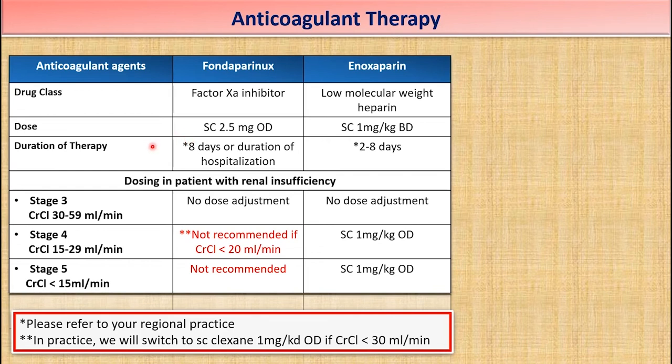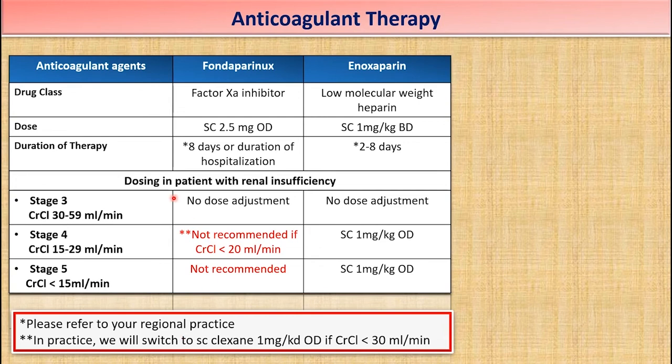And also the duration of this anticoagulant therapy has been recommended to be 8 days or during the duration of hospitalization. In practice, normally for unstable angina, the anticoagulant therapy will be given up to like 3 days. For non-STEMI, it will be 5 days. For STEMI as well, it will be 5 days. However, for any reason, if the patient needs an extended hospitalization, except for bleeding complications, this anticoagulant therapy might be extended until discharge.